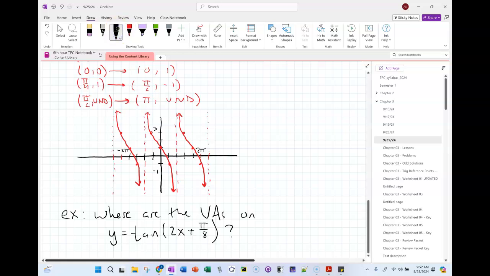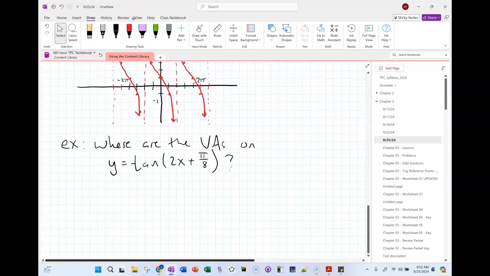All right. The other kind of question I want to ask you guys is, where are the vertical asymptotes for a graph like tan of 2x plus pi over 8? So to do this, what I need are just the c and the h out of my function.